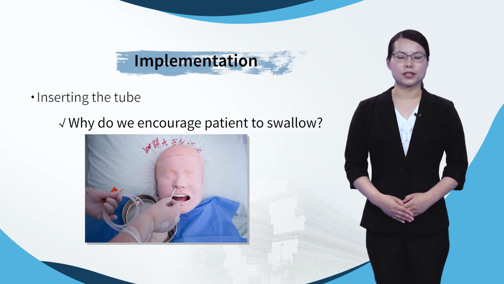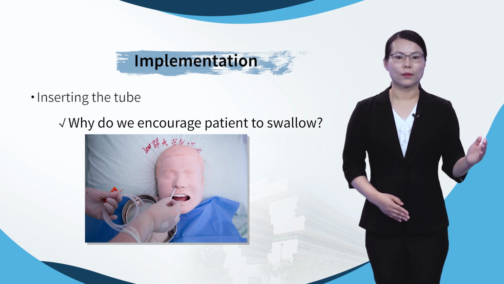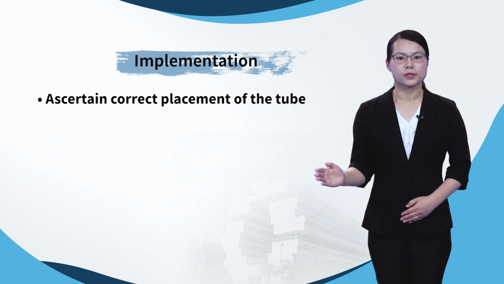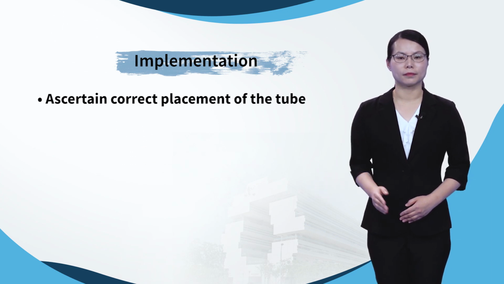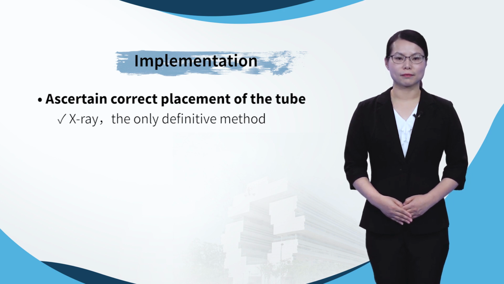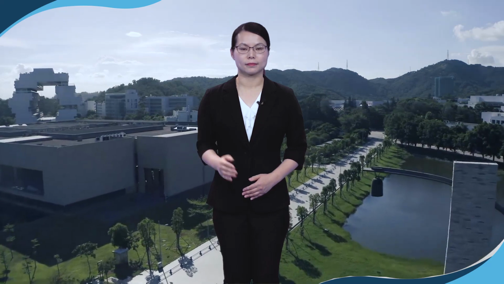When we finish insertion, ascertain correct placement of the tube. A number of tests have been proposed to determine the tube position. However, X-ray is the only definitive method. If X-ray is not available, in clinical practice, we usually perform the following three methods.